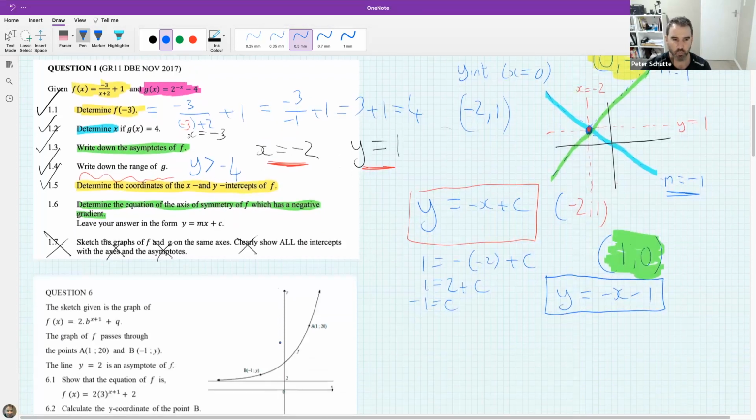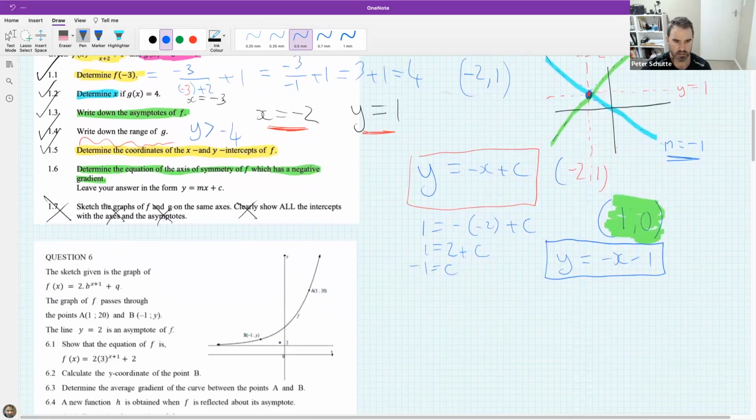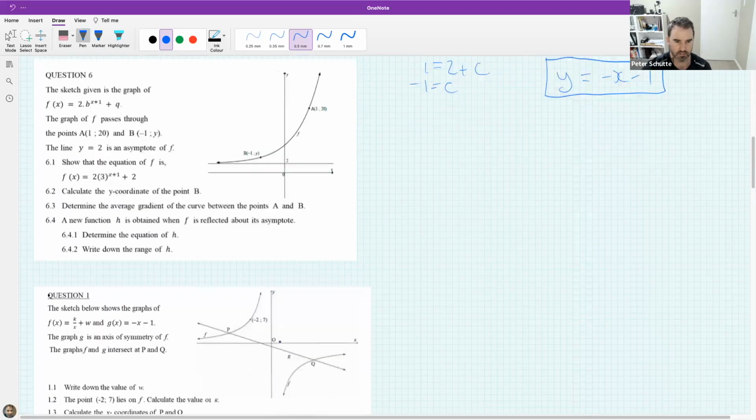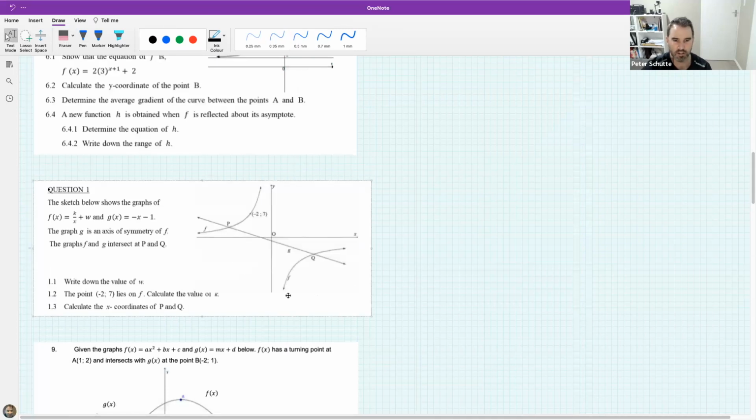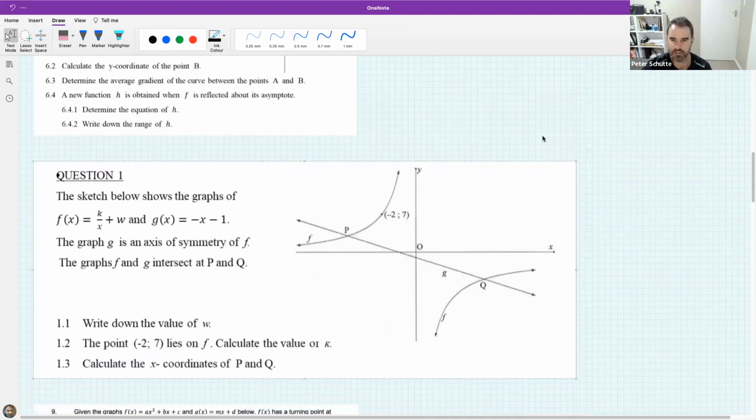Okay, let's see if we can squeeze in one more question. Let's see if maybe that's not the right one. Let's just have a look at this one. I quite like this little short one, just to finish off, to make sure you're getting your full mathematical experience for today. So we are given the sketch below shows the graph of f, and I'm going to suggest that f is the hyperbola. And you're given the graph of g, which I'm going to suggest is the blue one.